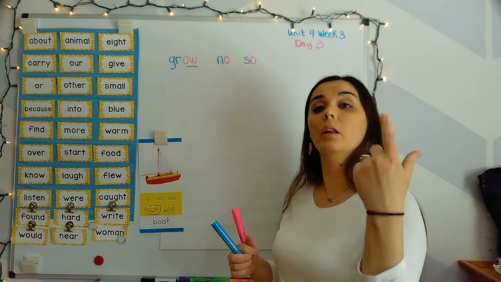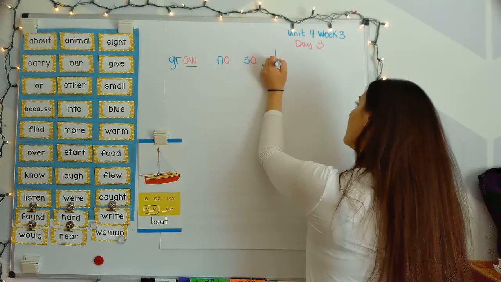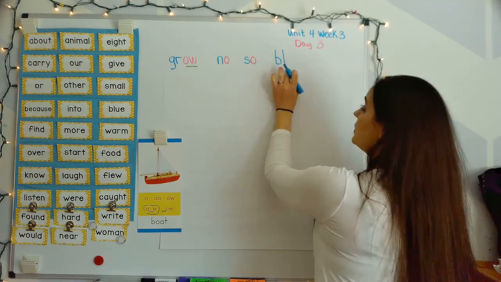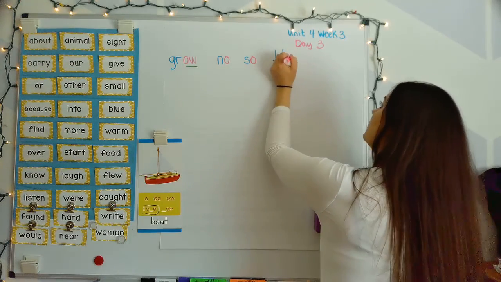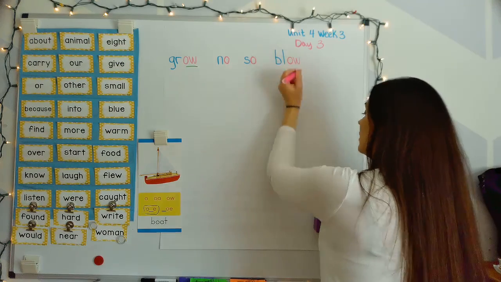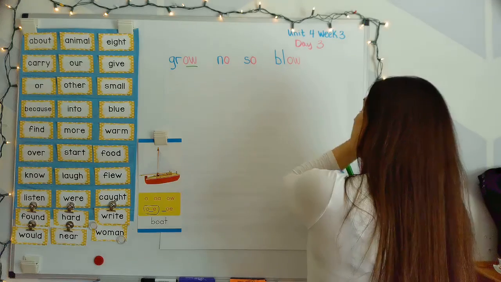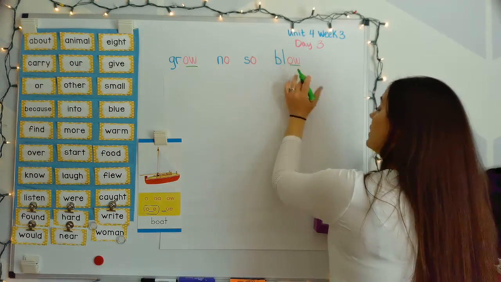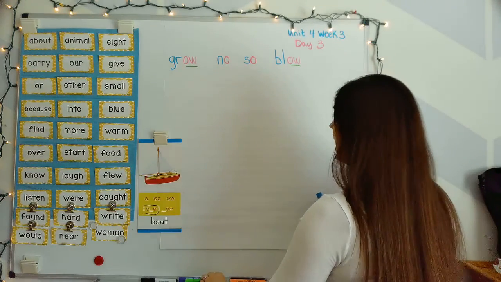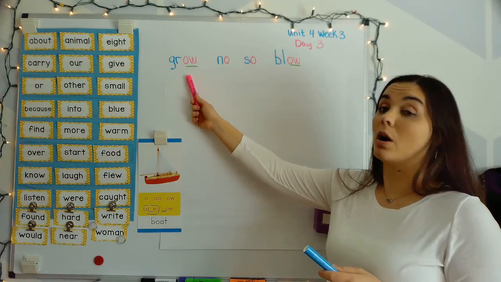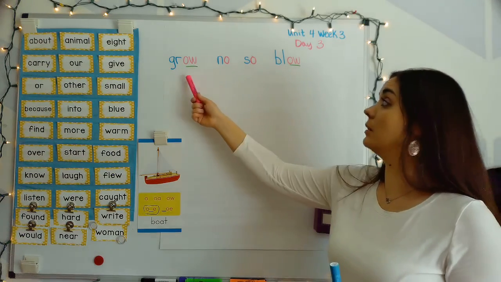Next word, blow. Your turn. B-L-O, blow. So B-L, you can just chunk those two sounds together, bl. And in the word blow, you hear the long O at the end of the word, and in this word it is spelled with O-W. So O and W work together to say that long O sound. Let's read our first line. Grow, no, so, blow. Your turn.